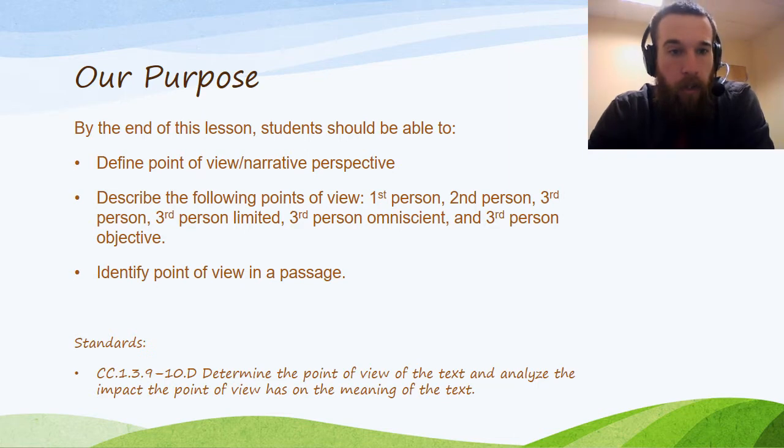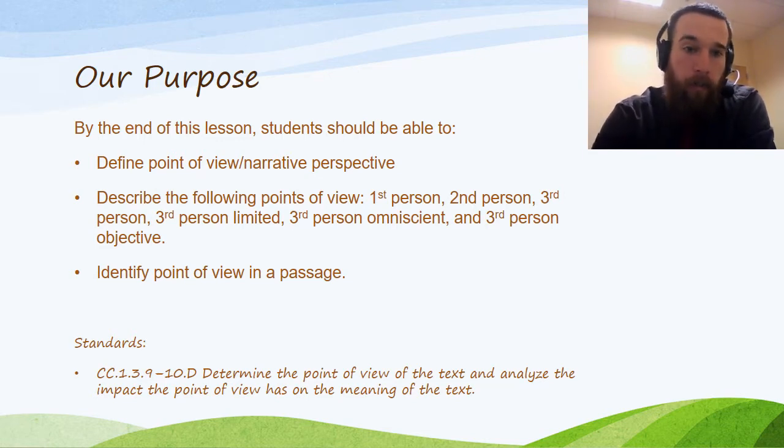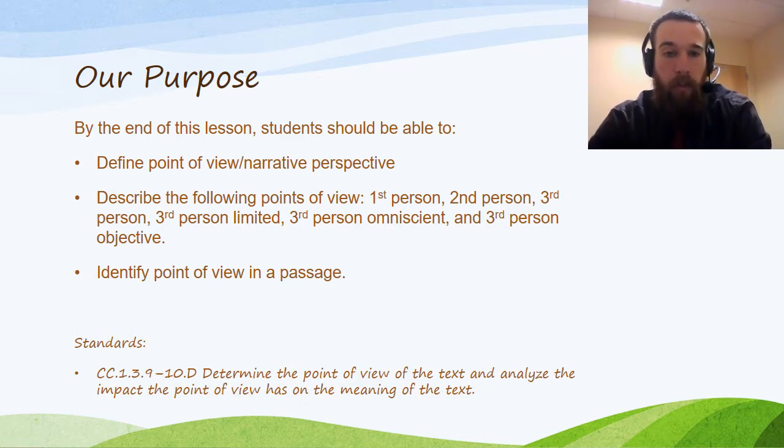So I want to start with covering what we're going to get to in this lesson. By the end of the lesson today, students should be able to, one, define point of view, a narrative perspective. Two, describe all the different types of point of view. We'll look at first person, second person. Third person is the one that we'll dig into a little more. It has a couple different categories: third person limited, third person omniscient, and third person objective. And then finally, we'll do a little practice with identifying point of view in a passage. And on the bottom is just the standard that we'll work with.